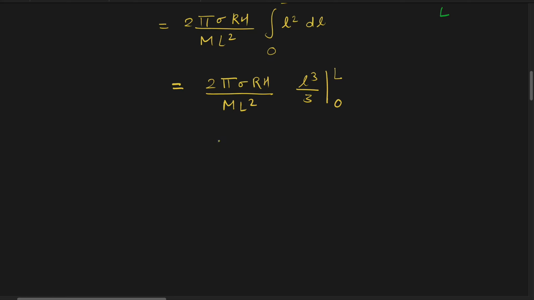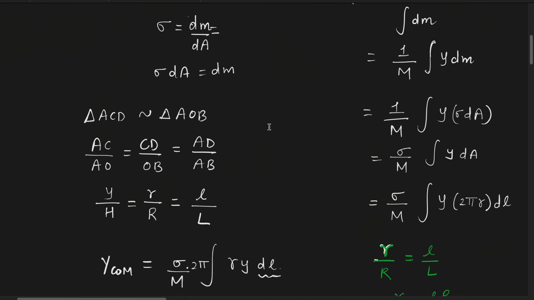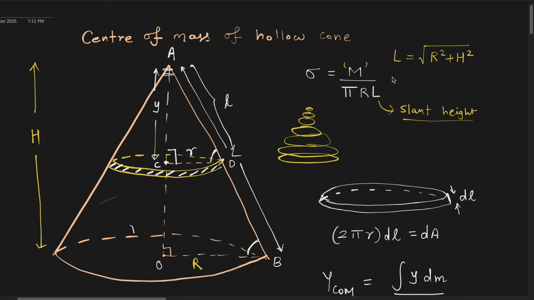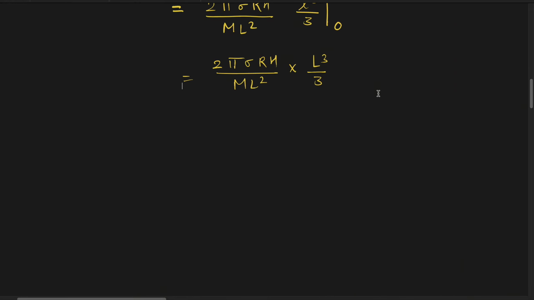So this will be 2 pi sigma RH by ML square, and this integral will be l cube by 3, and the limits are capital L final and 0 initial. So now this will become 2 pi sigma RH by ML square into L cube by 3 minus 0 cube. I will not write it here, but sigma is something that I know already, which is m by pi R L. So this will be 2 pi m by pi R L into ML square into R into H into L cube by 3.